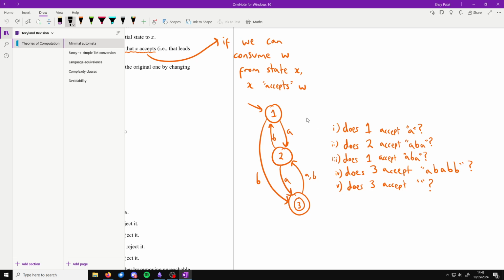So, for example, our initial state will accept AA, because that will just take us down here and then down here. But we can also say state 2 will accept BAA, because we can do this, this, and this. So from state 2, if we read BAA in, we'll end up on an accept state. I've just got some questions here, if you guys want to have a go at this. Just drop your answers in chat.